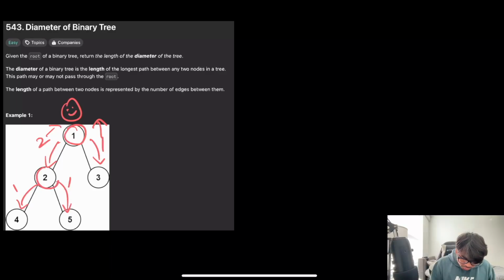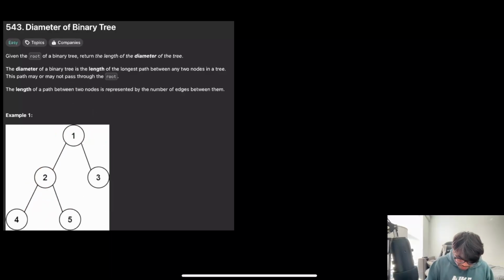But always remember, this doesn't have to pass through the root. The diameter doesn't always have to pass through the root. So at every node, we will be updating our diameter. We will make it a global variable, and then we will update it at every node. Because every node will be calculating left and right height, we can update at every point that the diameter would be the maximum of the previous diameter or the sum of left and right height. Simple, right?